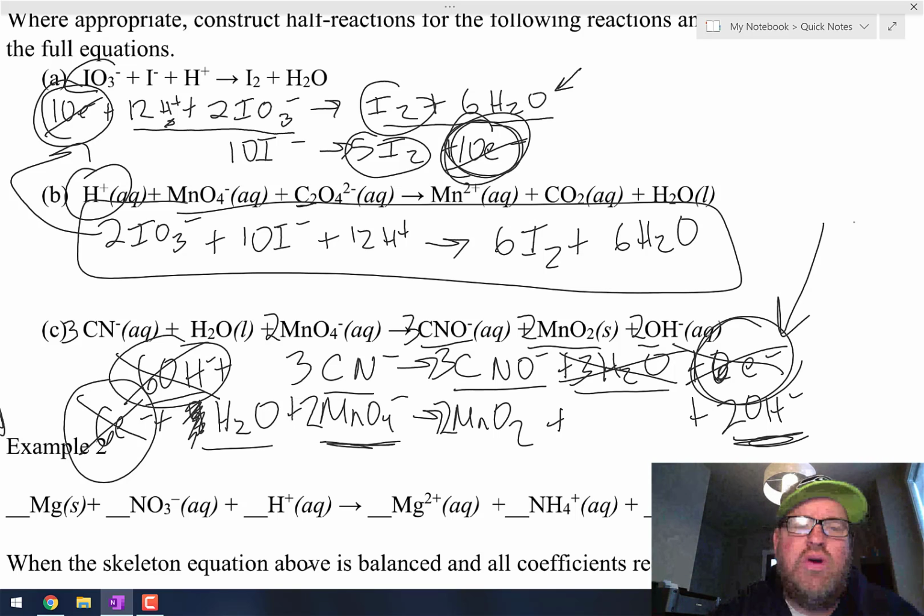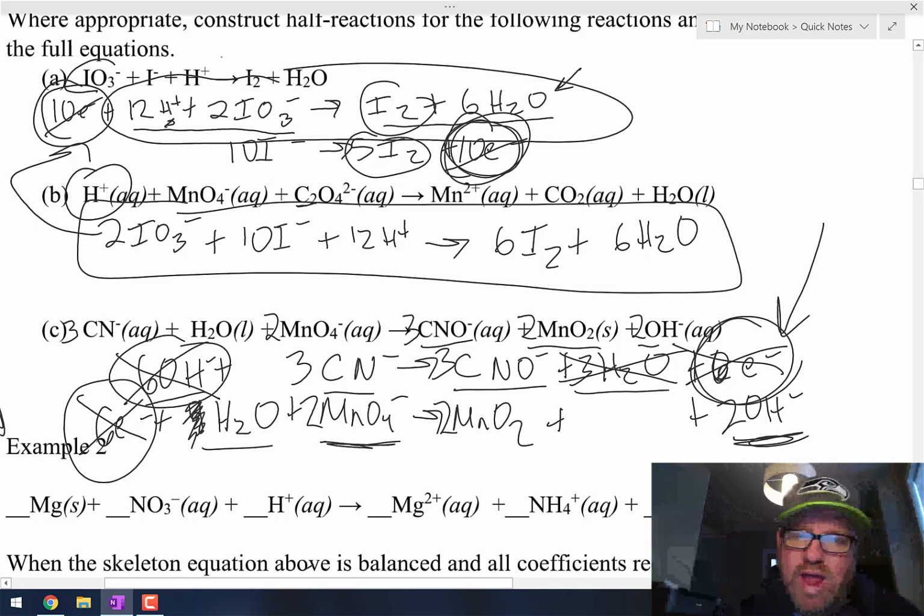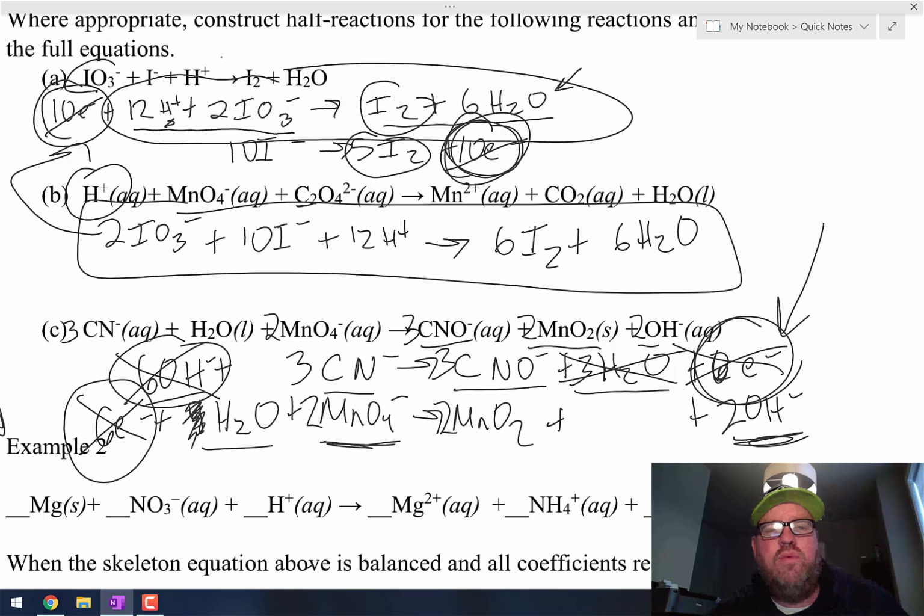But in general, these questions are not this hard. A lot of times it might just be a half reaction where you just have to balance maybe this part right here, just one half of that reaction. Or sometimes they're just a lot simpler. Okay, these are some more complicated ones in terms of balancing redox reactions.